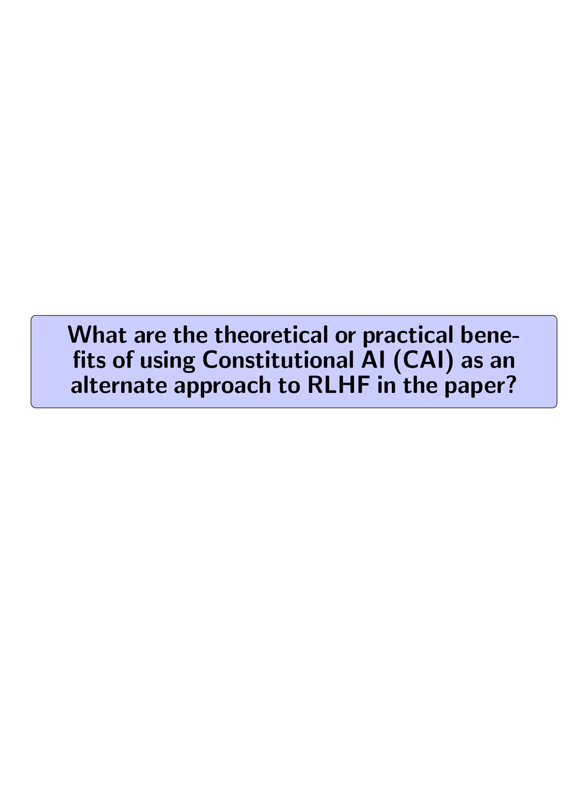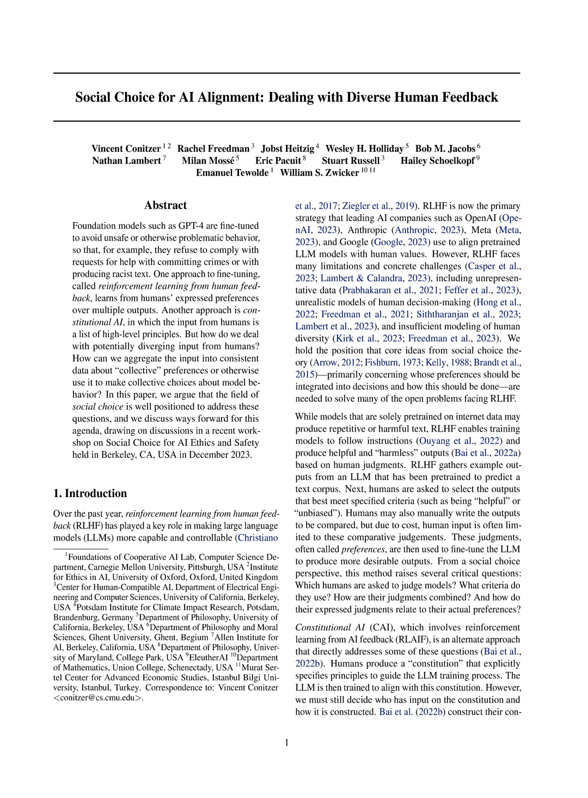What are the theoretical or practical benefits of using constitutional AI, CAI, as an alternate approach to RLHF in the paper? The theoretical and practical benefits of using constitutional AI, CAI, as an alternate approach to reinforcement learning from human feedback, RLHF, in the paper, include the explicit specification of principles to guide the LLM training process, the ability to align the LLM with these principles, and the consideration of diverse preferences in a principled manner.